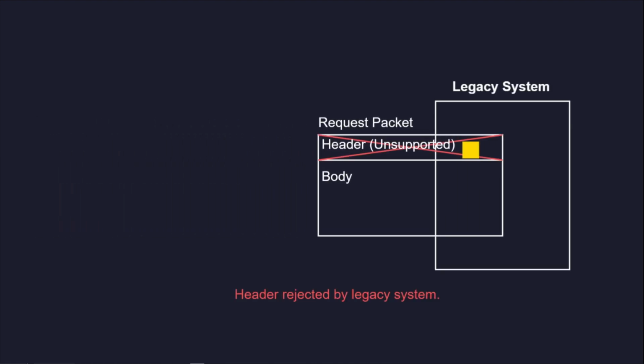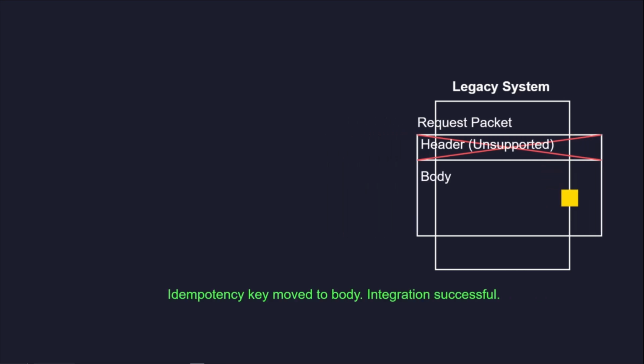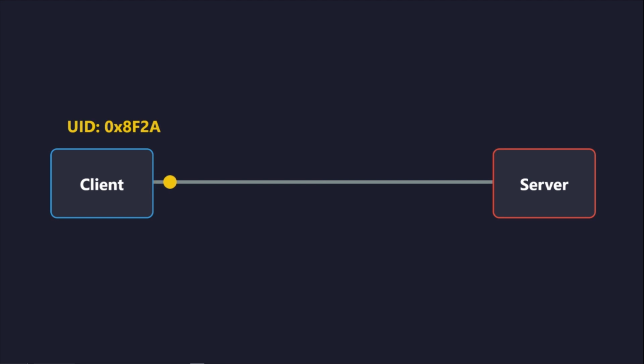When integrating with legacy systems that do not support headers, you may need to include the idempotency key within the request body. Correct idempotency implementation involves unique key generation on the client side, atomic locking on the server, and robust response caching. By following these detailed technical steps, you transform a fragile payment process into a resilient system capable of handling real-world network chaos.